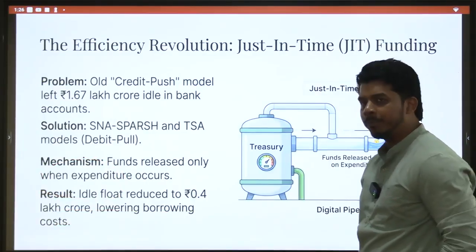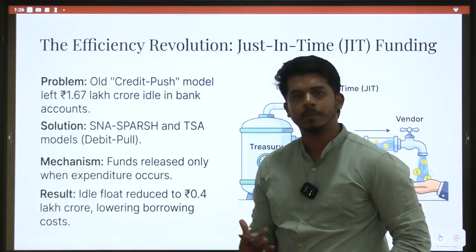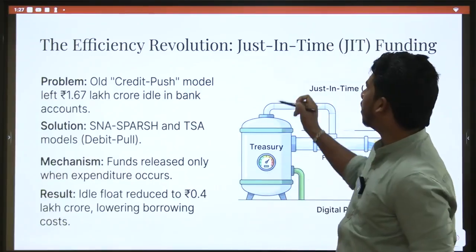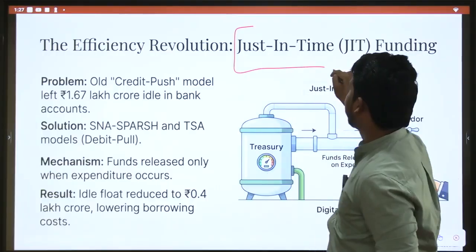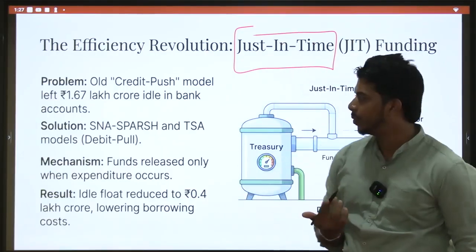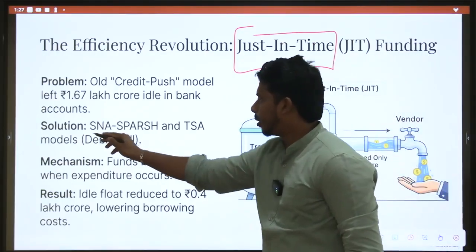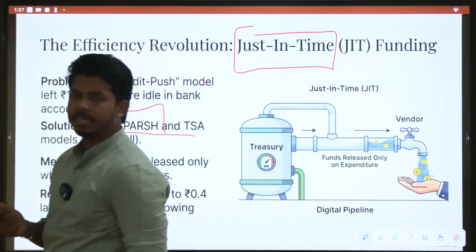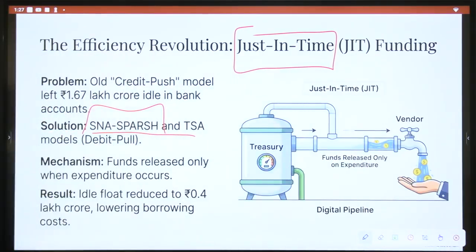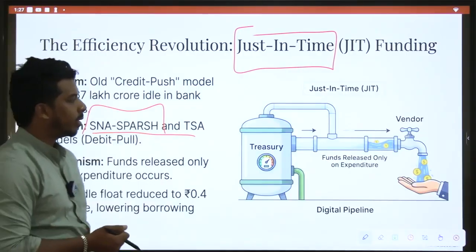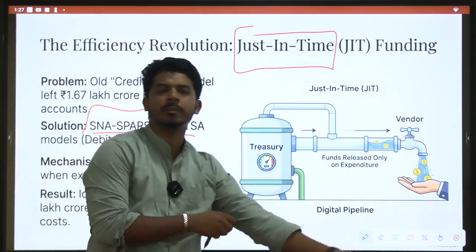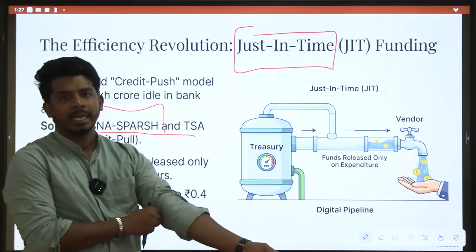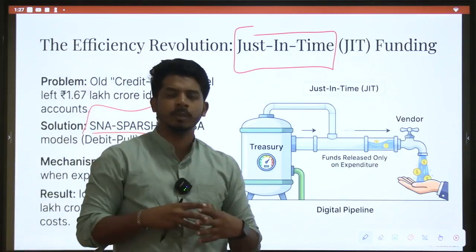At the same time, we are also increasing our efficiency in our payments. The government has come up with something called the just in time funding system, just in time SNA SPARSH. This is the portal of this payment system. Just in time SNA SPARSH means if the government has promised someone some payment, it will see. This is how the system used to work.